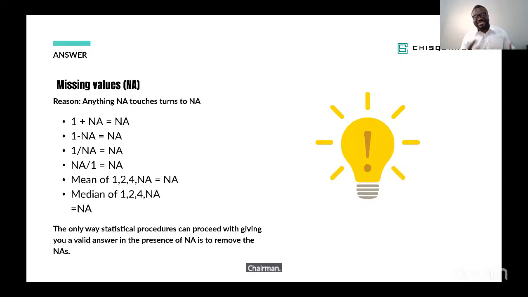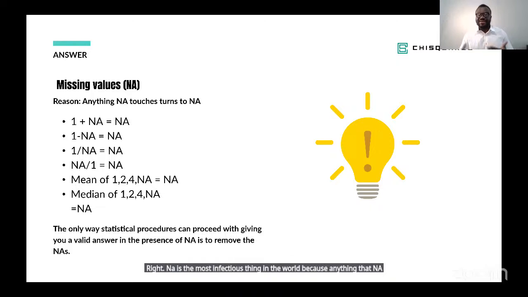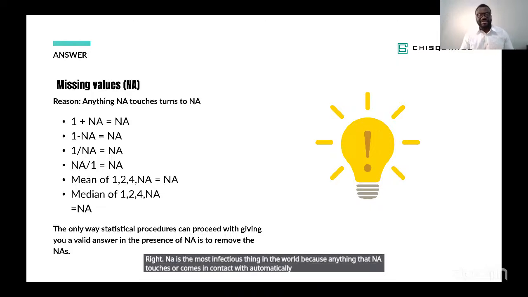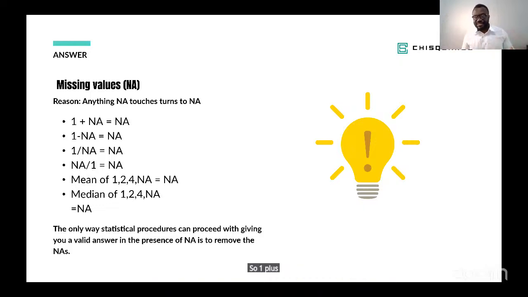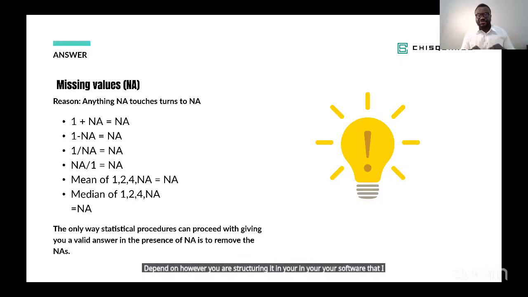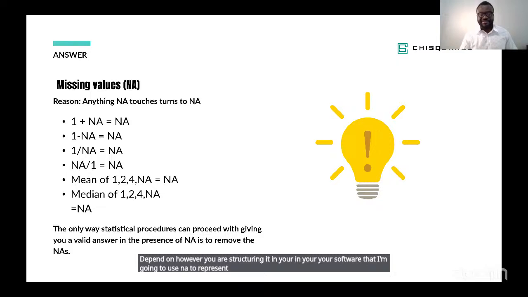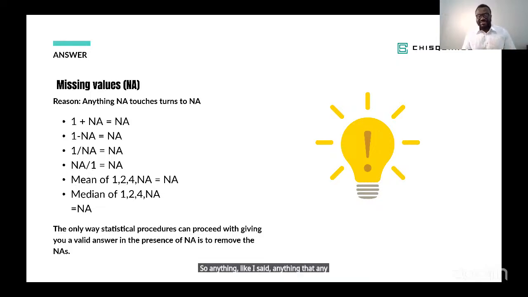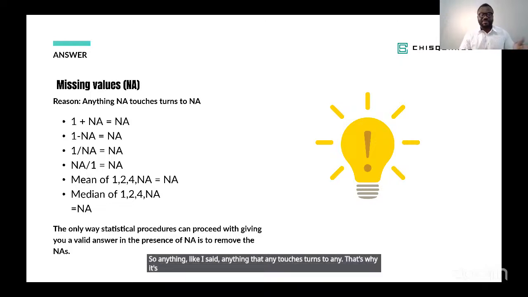The most infectious thing in the world is missing values, NA, right? NA is the most infectious thing in the world because anything that NA touches or comes in contact with automatically becomes NA. So 1 plus NA is missing values, by the way, depending on however you're structuring it in your software. But I'm going to use NA to represent missing values, henceforth. So anything that NA touches turns to NA. That's why it's the most infectious thing in the world. So 1 plus NA is NA.